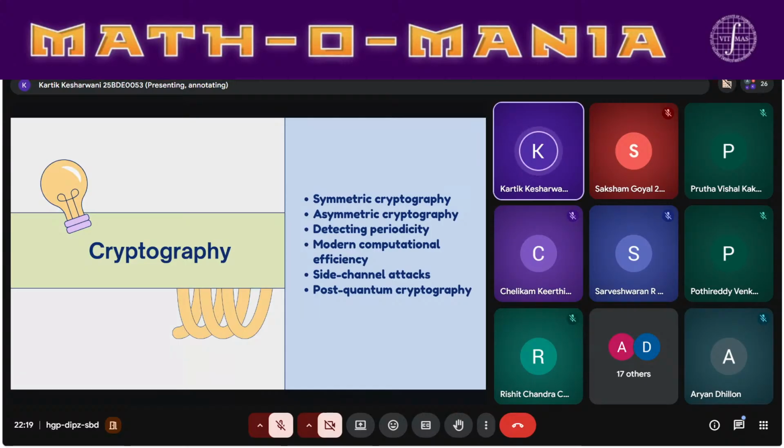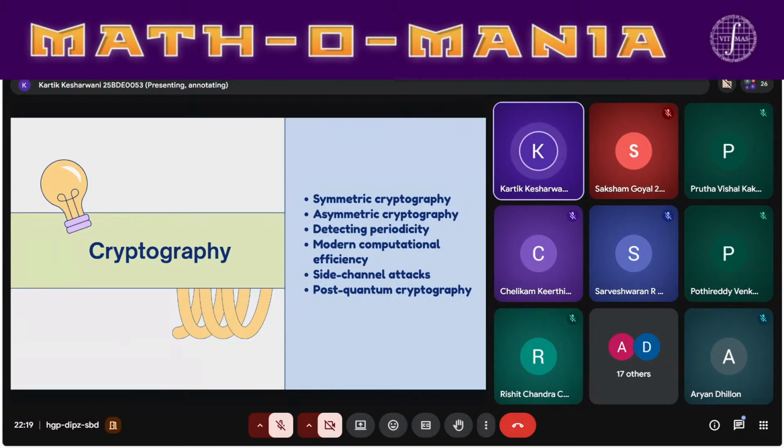There are basically two types of cryptographic systems. In symmetric cryptography, the same key is used for both encryption and decryption, making it fast but difficult to manage securely because the key must be shared safely. In asymmetric cryptography, two keys are used, a public key for encryption and a private key for decryption, which solves the key sharing problem but is computationally slower.